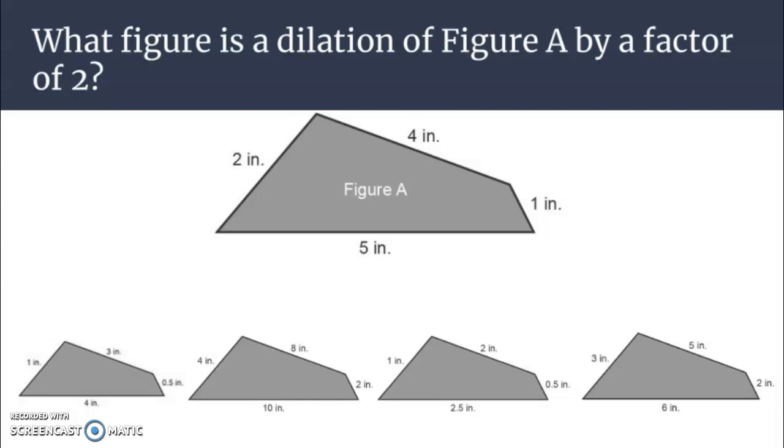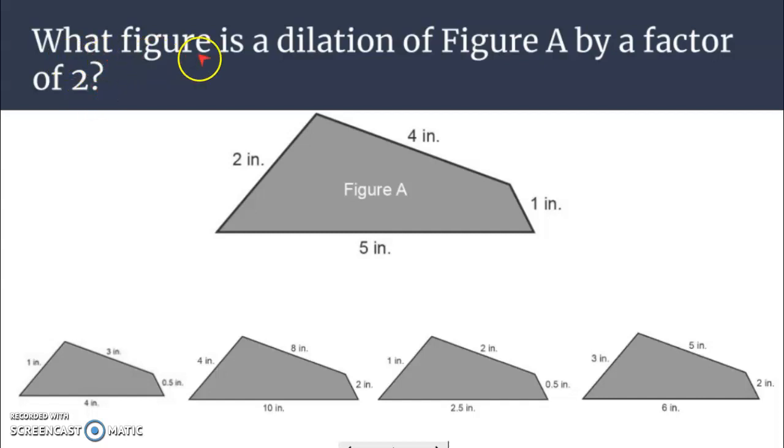Hello everybody, welcome back. Today we're talking about dilations. Remember, a dilation can be one of two things. It can be an enlargement where a figure gets bigger, or it can be a reduction where a figure gets smaller. If the scale factor is greater than 1, it's an enlargement, gets bigger. If the scale factor is less than 1, it's a reduction and gets smaller.